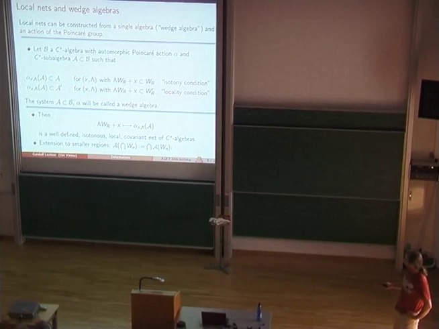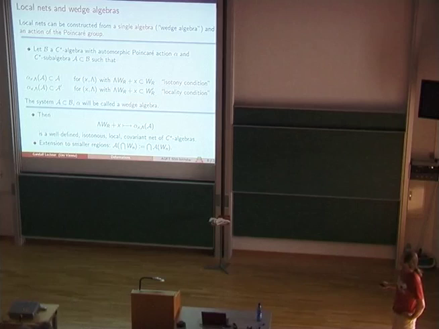If we want to extend to smaller regions, we can take intersections. Just define the algebra of a region which is an intersection of a family of wedges to be the intersection of the corresponding algebras. This extends all these properties also to this extended net, with the problem that such algebras might be small because they are defined as intersections. I will mention this problem in the end.